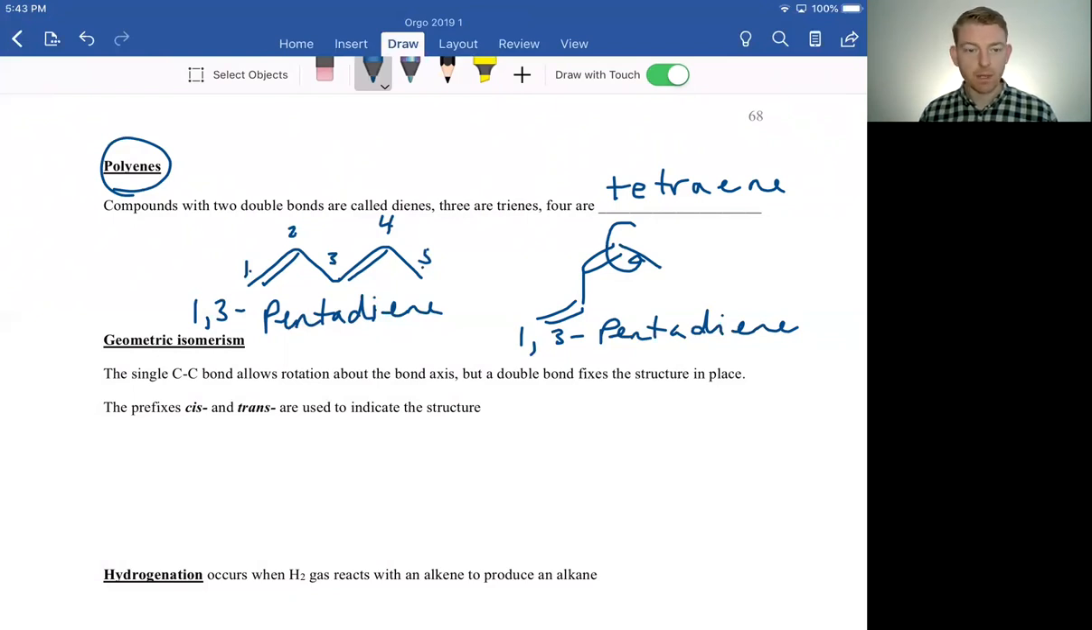I think I've lost our screen, which is too bad. So the first example that we had there, because the large groups, are we back? Maybe not quite. The large groups are on opposite sides of the double bond. So this would be a trans conformation. And if the largest groups are on the same side of the double bond, this would be a cis conformation. So I don't know why we're not seeing that on the screen, but maybe we'll just give it a second.